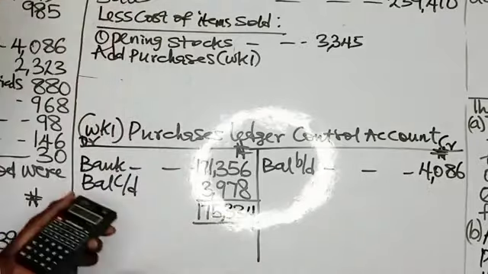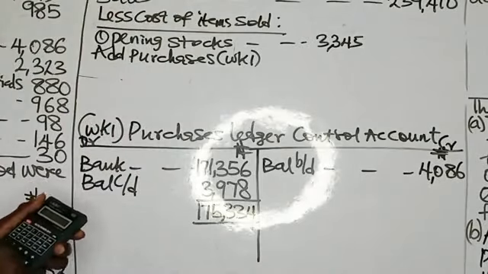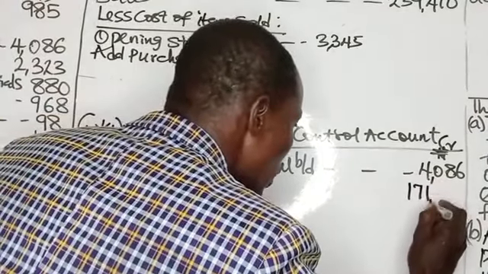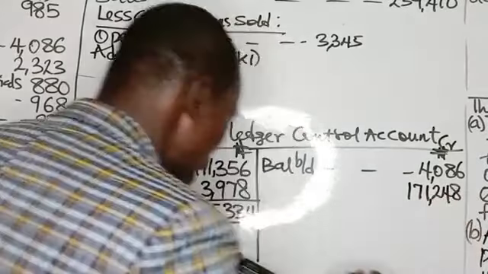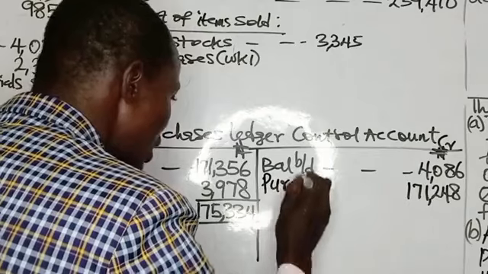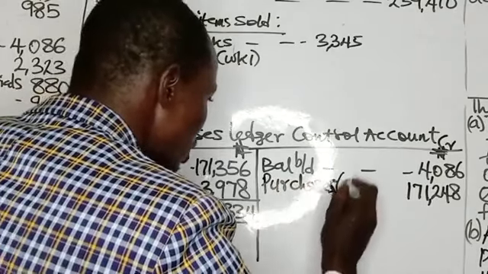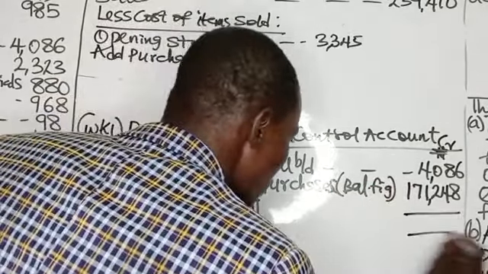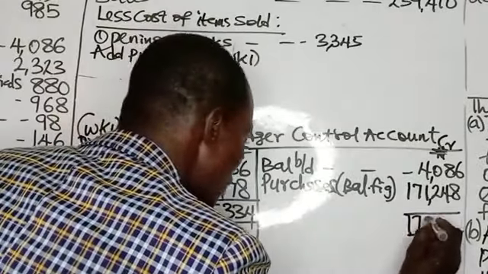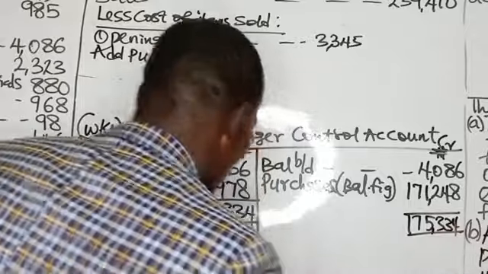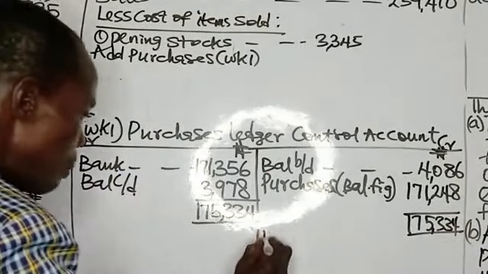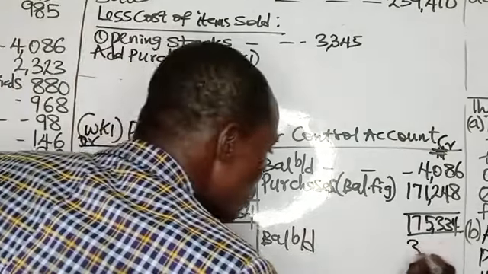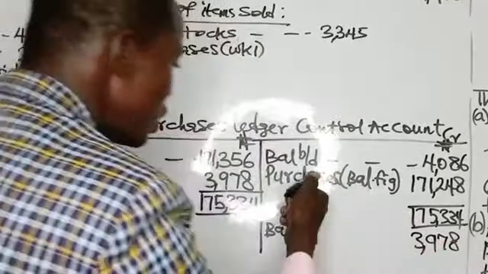You subtract the amount you have at the credit side of 4,086. Then you have 171,248. This balance is the purchase. That is the purchases you are looking for, this balancing figure. $175,334. The closing balance here will be brought down to the next period. Balance brought down, 3,978. So this is the purchase we need.